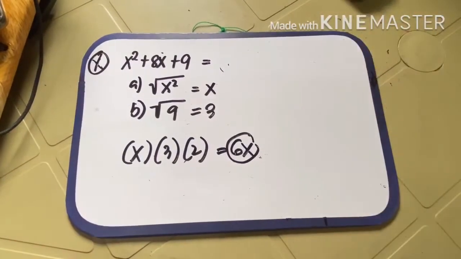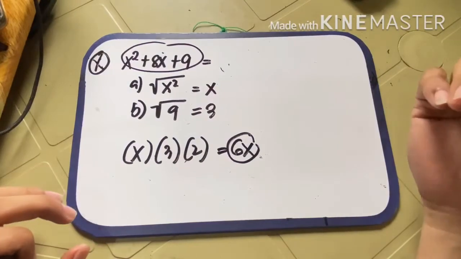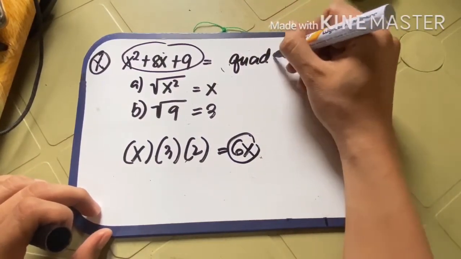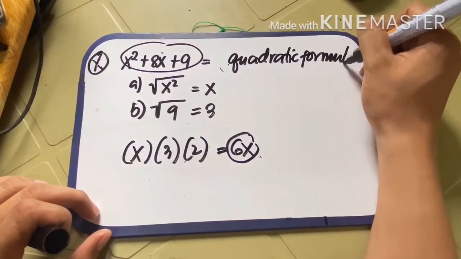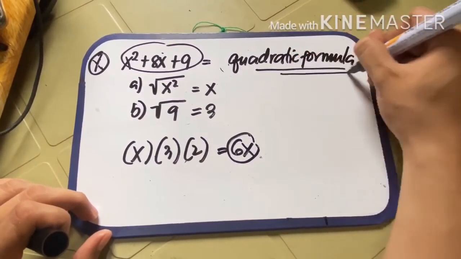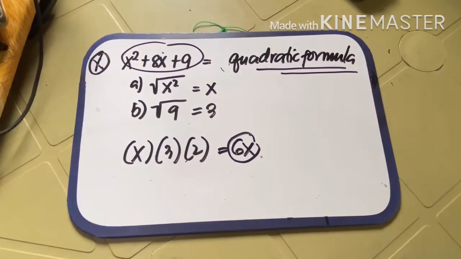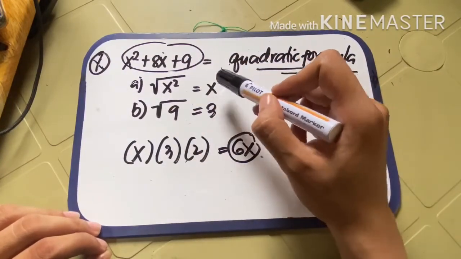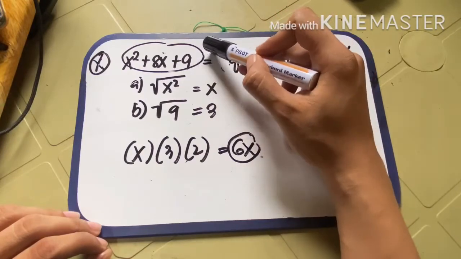Now, how can we get the factors of this one? You can use the quadratic formula. This topic will be discussed in your next grade. Again, this solution is to check that our given trinomial is a perfect square.